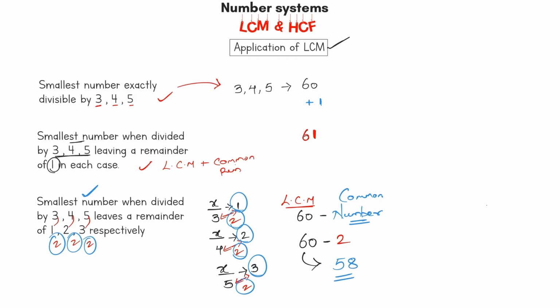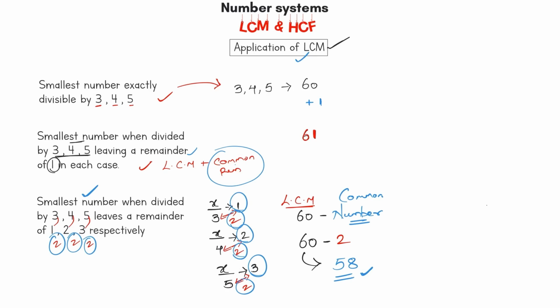That's why it is called an application of LCM, because all that I did in all three cases is find the LCM, 60. In the second case, I added the common remainder to get the answer. In the third case, I subtracted the common number from the LCM to get to my answer, and that's why it's an application of LCM. Okay, now how can I further complicate this?